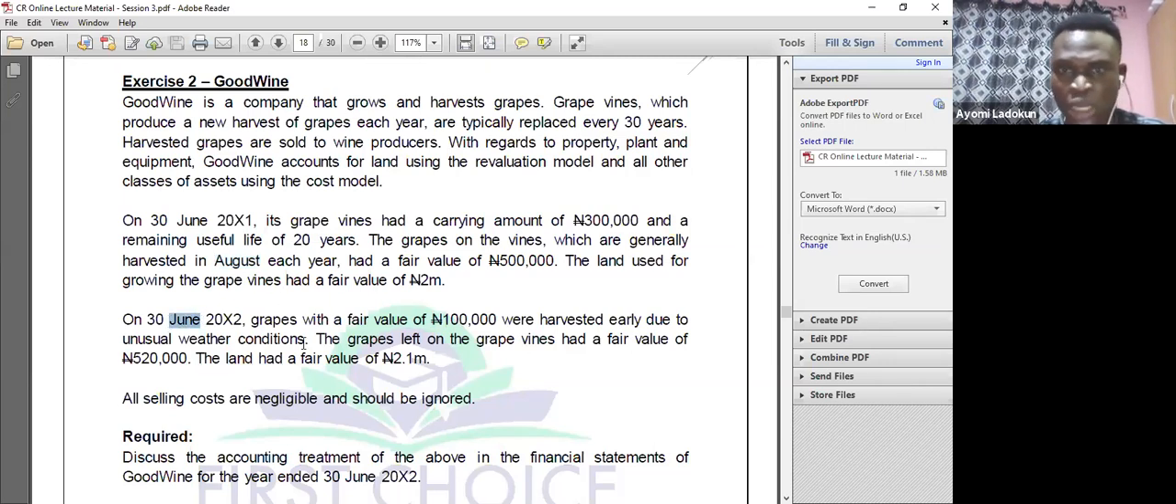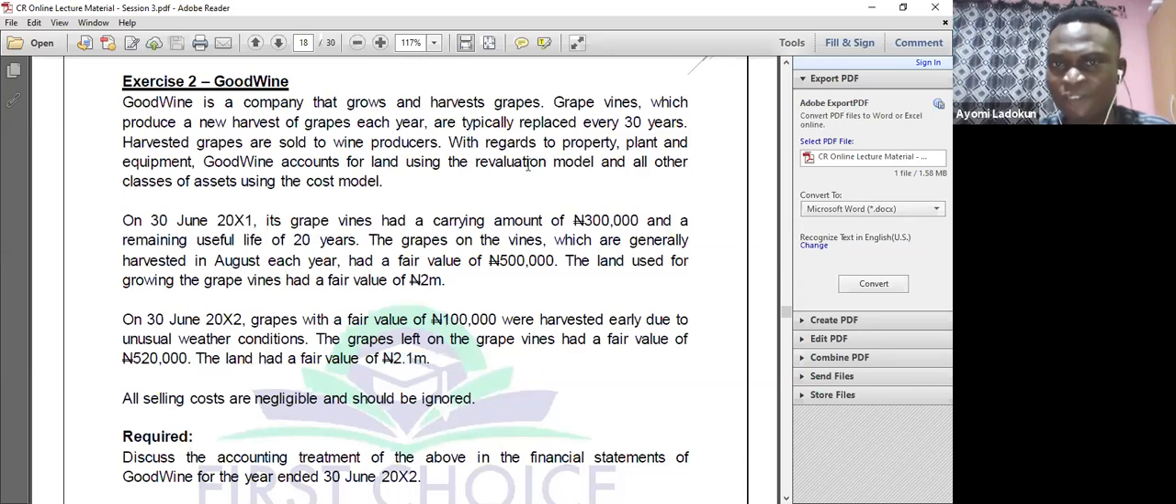So they couldn't do so due to unusual weather conditions. The grapes left on the grapevine had a fair value of 520. Now the land had a fair value of 2 million. So what happened? You revalue the land from 2 million to where? To 2.1 million.